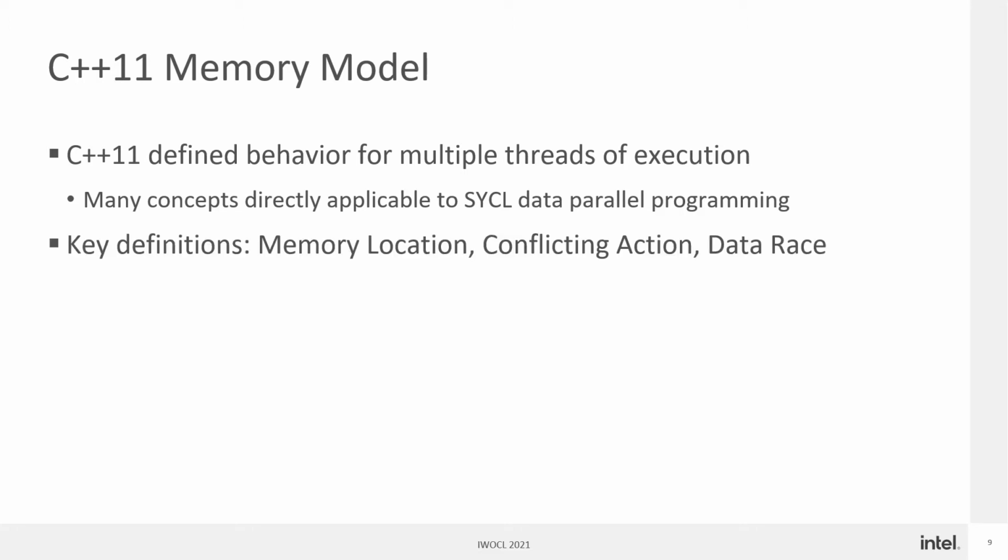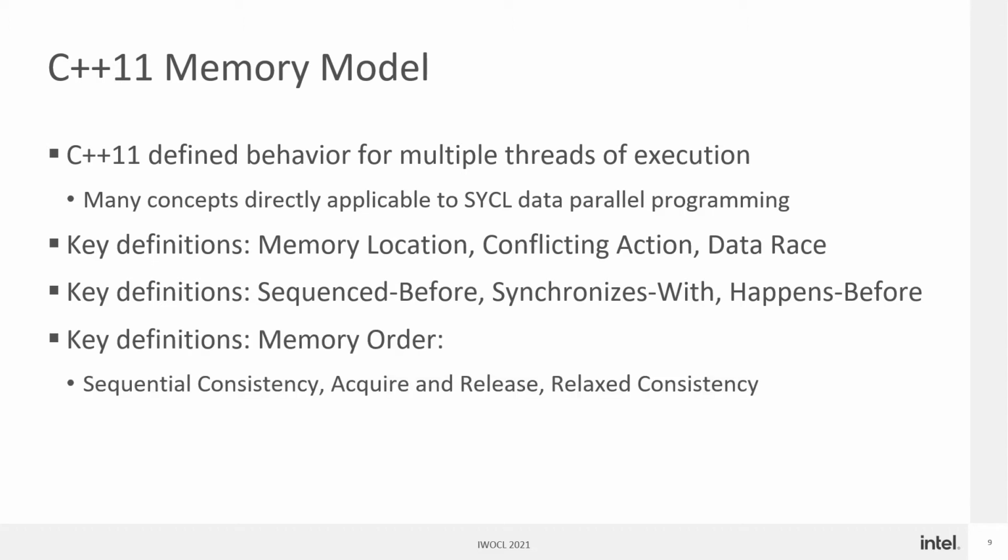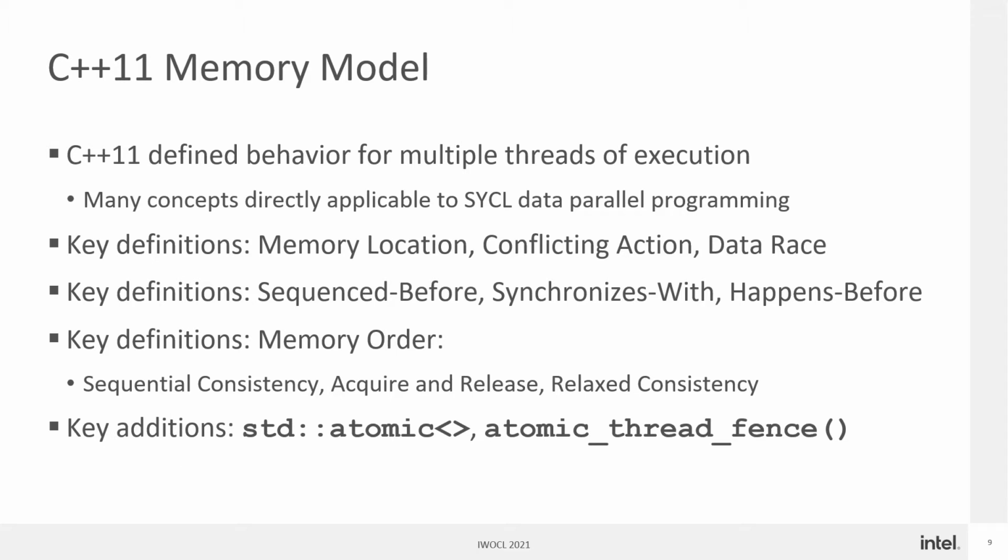For example, C++11 formally defines key concepts like memory locations, conflicting actions upon those memory locations, and data races. C++11 formally defines relations like sequenced before, synchronizes with, and happens before, and describes how to reason about programs using these relations. C++11 formally defines the concept of a memory order that constrains memory accesses around atomic operations, and defines the sequentially consistent, acquire and release, and relaxed consistency memory orders. The subsequent slides will show how to use the C++11 atomic classes and the atomic thread fence function to implement the C++11 memory model.